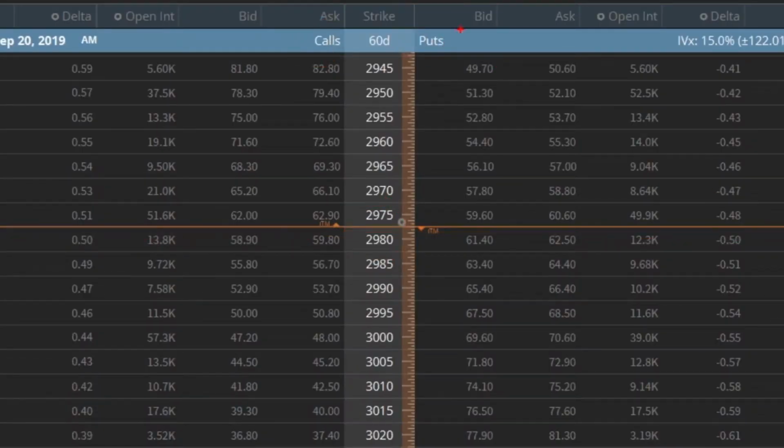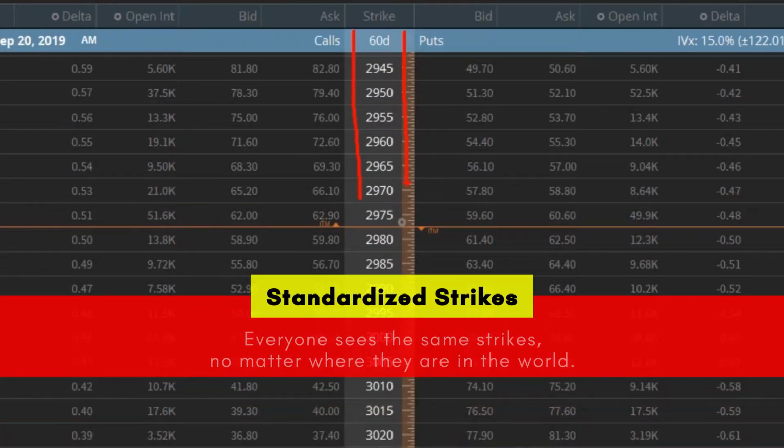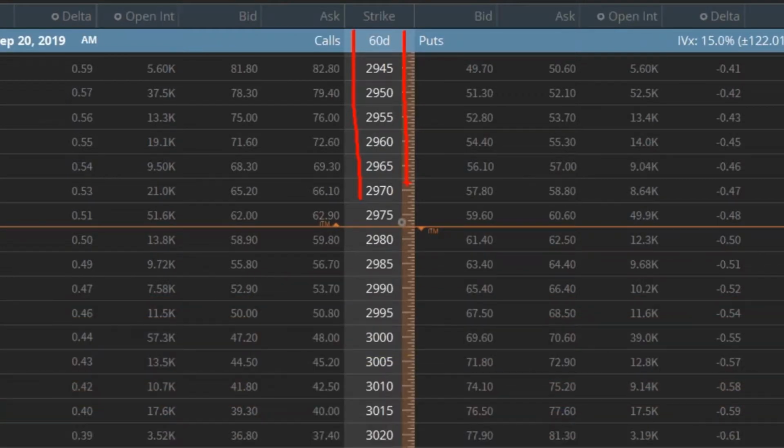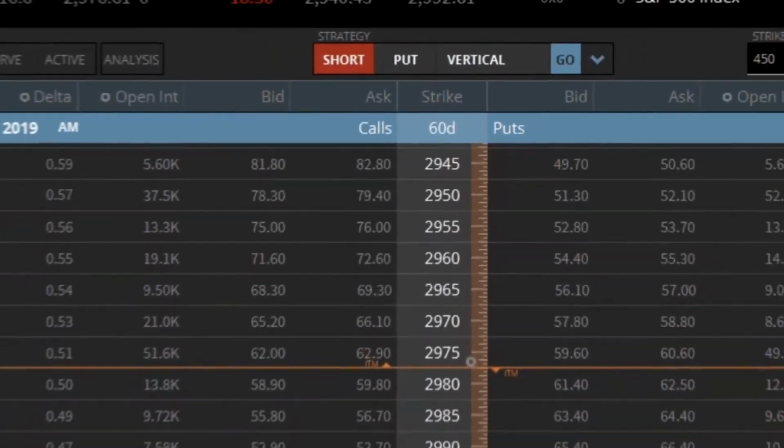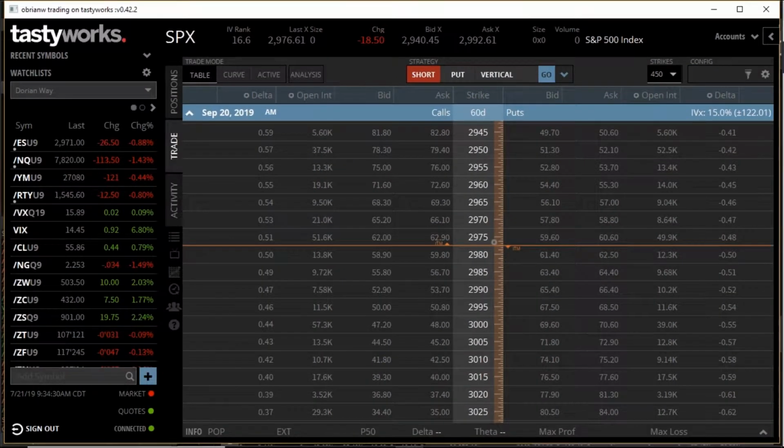Down the middle vertical area of an option chain is where the strikes are. And the strikes are standardized. Standardized means that everyone can see the same strikes, regardless of where they're at in the world. So if you're in the Philippines, China, India, New York, regardless of where you're at, if you're trading the same underlying and looking at the same expiration period, and the expiration period on this one is 60 days, then you see the same strikes. So we're looking at SPX here. Wherever I'm at, if I'm trading SPX with 60 days expiration, I will be able to see the same strikes because the strikes are standardized, okay?